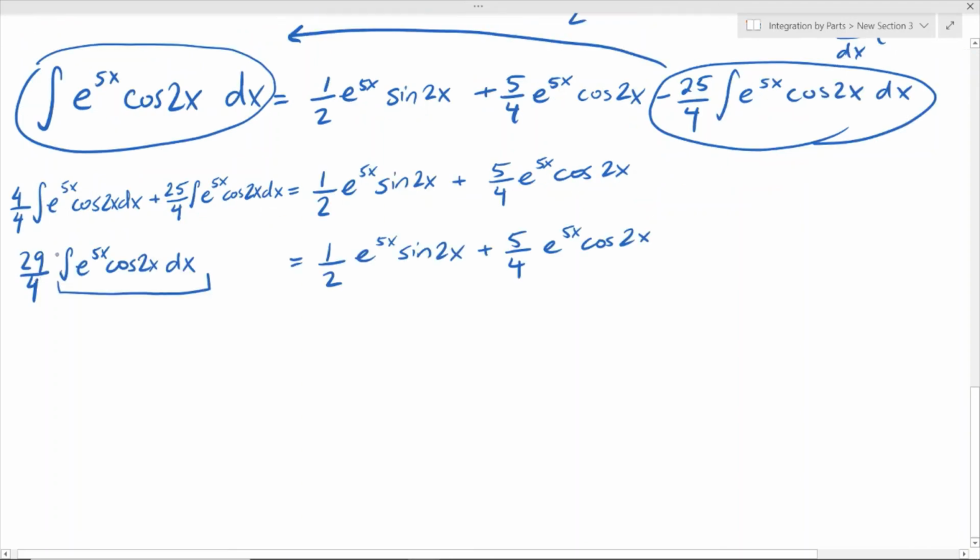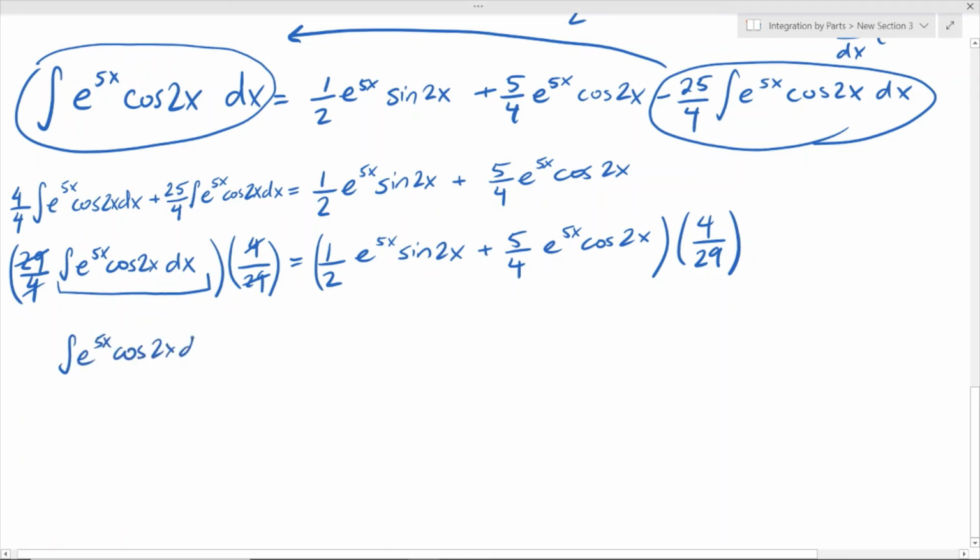Well, we have to recognize that if we multiply by the reciprocal of that fraction, 4/29, right? Then this here is going to cancel with this, and we're going to be left with this, right? So we have to multiply by this on this side, but we must also do it on the other side. So multiplying this side by 4/29, here we get the integral of e to the exponent 5x cos 2x dx is going to be equal to this expression.